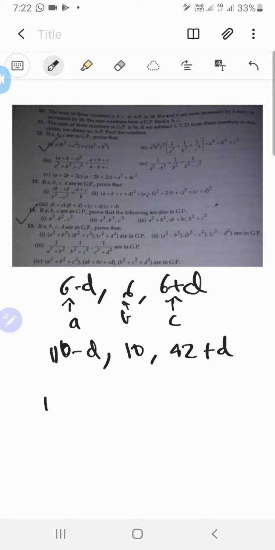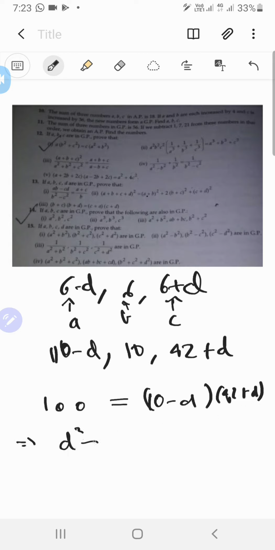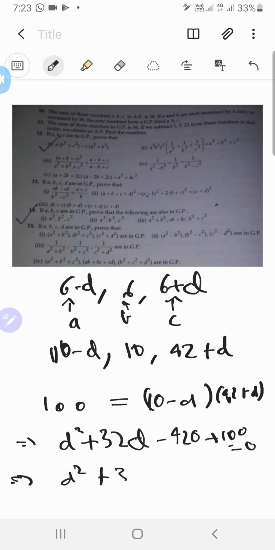So that means that 100 is 10 minus d into 42 plus d, which means that d squared plus 32d minus 420 plus 100 is equal to 0, which means that d squared plus 32d minus 320 is equal to 0.